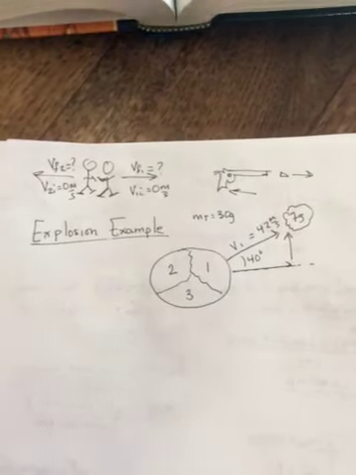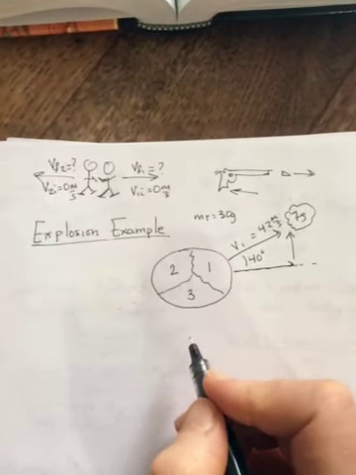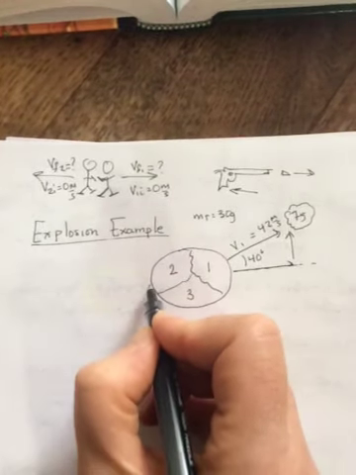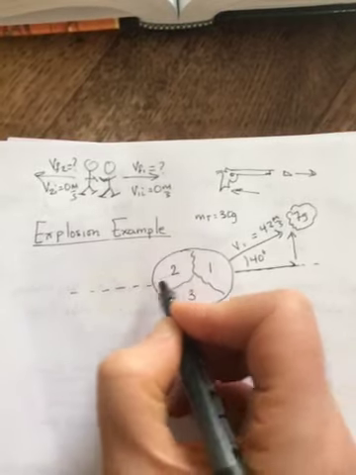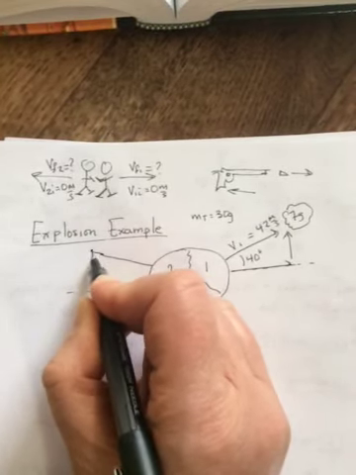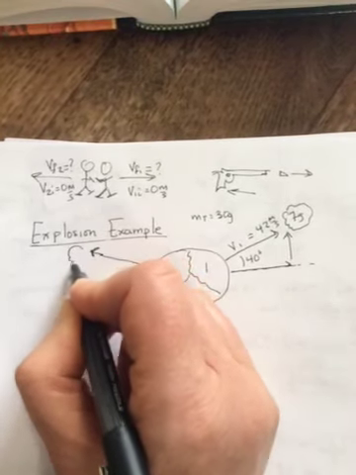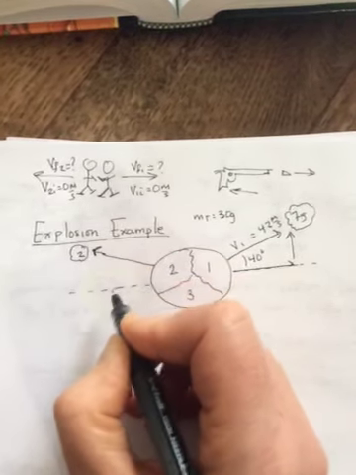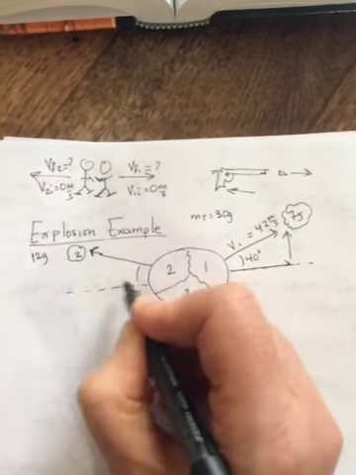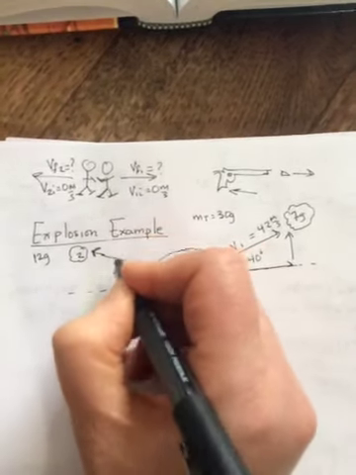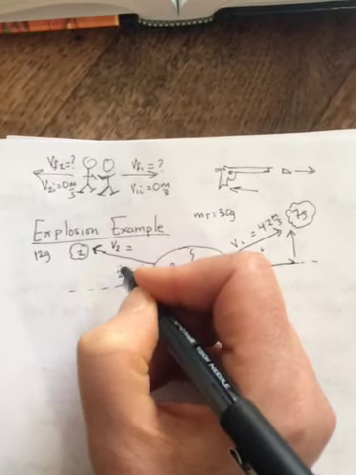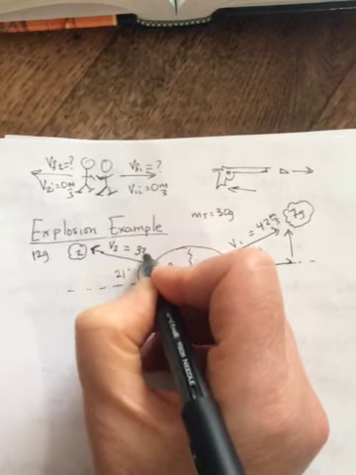The second piece, 12 grams, goes off at an angle of west 21 degrees north. So here's my negative x-axis. West 21 degrees north is going to be this way, and this is piece 2. Piece 2 is 12 grams, this angle is 21 degrees, and V2 is 33 meters per second.